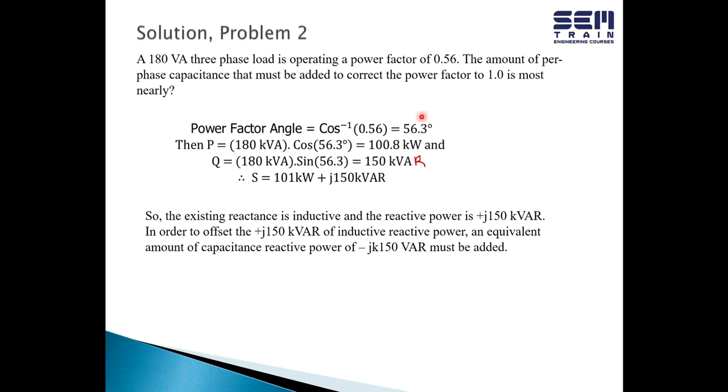The question is, how much kVARs do we need to add to make it unity power factor? And that answer would be an equivalent amount of minus j150 kVARs. In other words, to this total S, you would need to add minus j150 kVARs to get rid of this completely, such that the power factor is 1.0. So the answer would be minus j150 kVAR, or 150 kVAR worth of capacitive reactance.